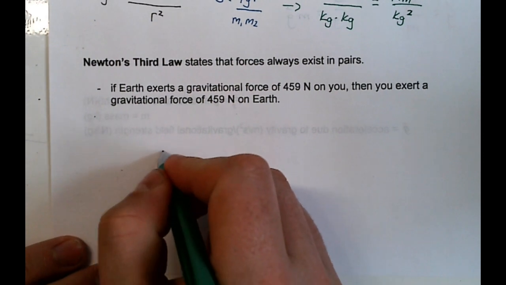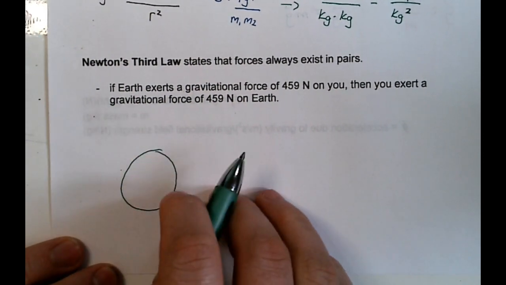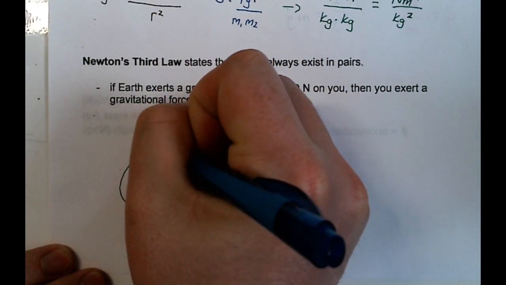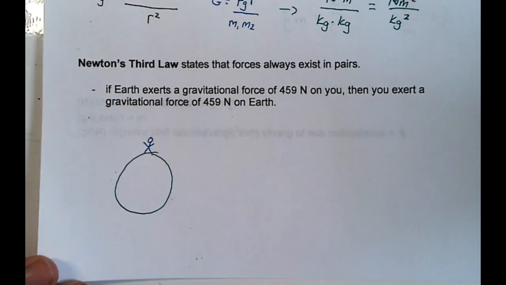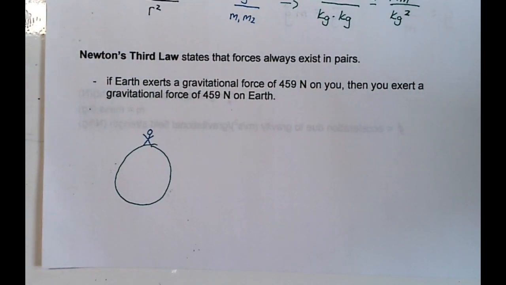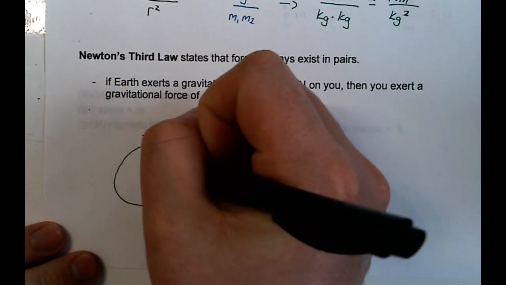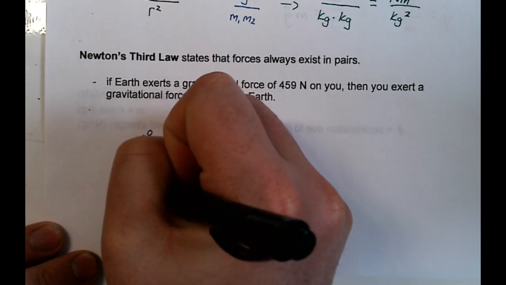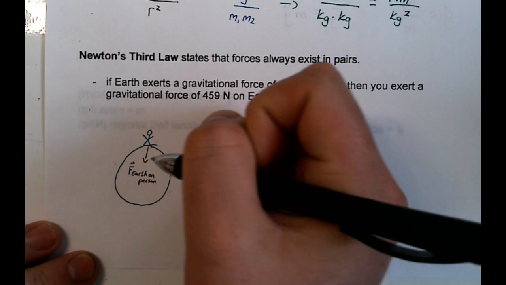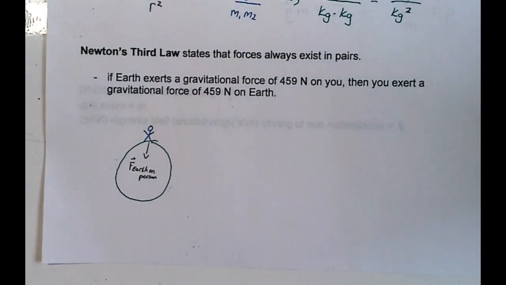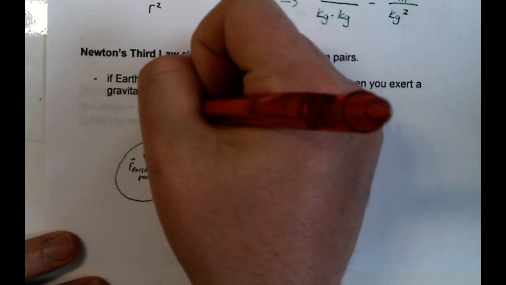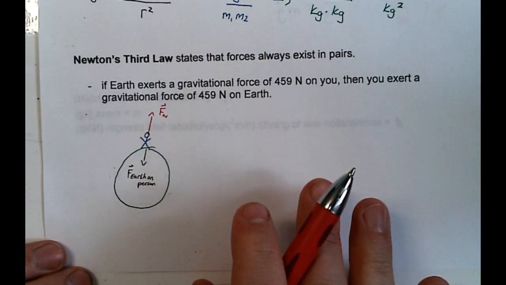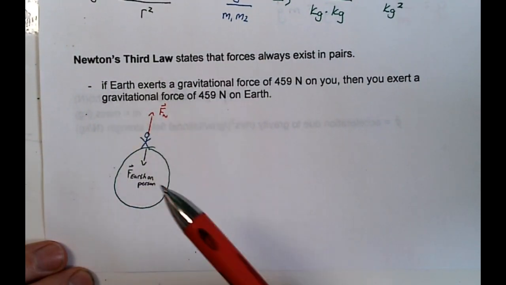So if I draw the Earth here, and you're standing on the Earth, then on you, you're going to have the force of the Earth on you pulling down, which we can call gravity. So force of Earth on the person. And opposing that force, we are going to have the normal force acting up. Remember, this is what holds you there. This is what stops you from sinking into the Earth or floating up under the ground.